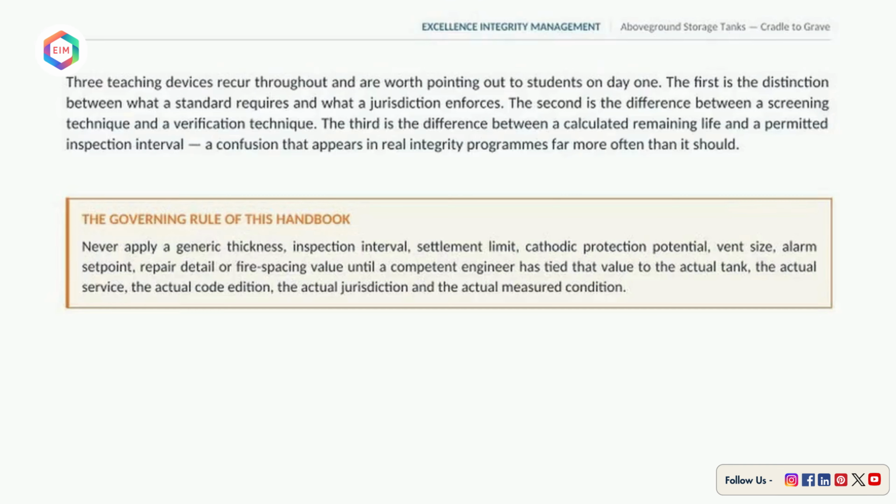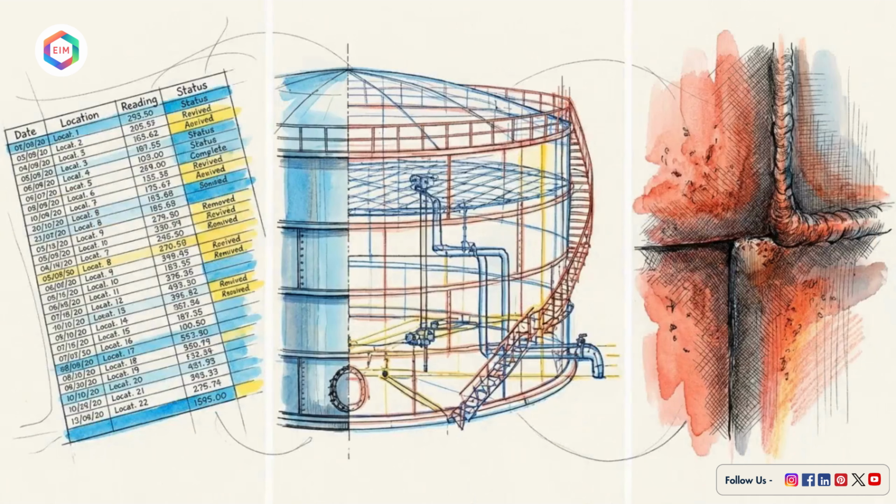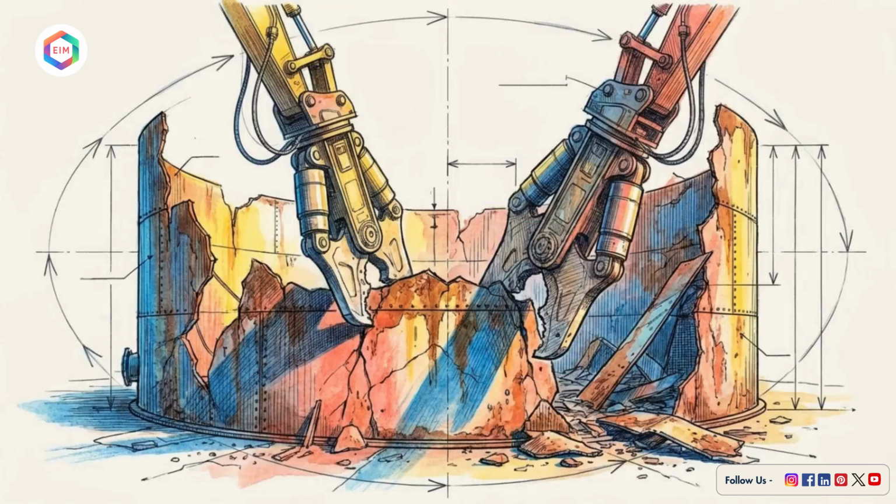This leads to the final mandate, the handbook's governing rule. Never apply a generic thickness, inspection interval, or settlement limit. Every variable must be tied by a competent engineer to the actual tank, measured condition, and active jurisdiction. Asset integrity management requires the discipline to evaluate the data, the code, and the physical margins, and know exactly when the only rigorous answer is to retire the asset entirely.